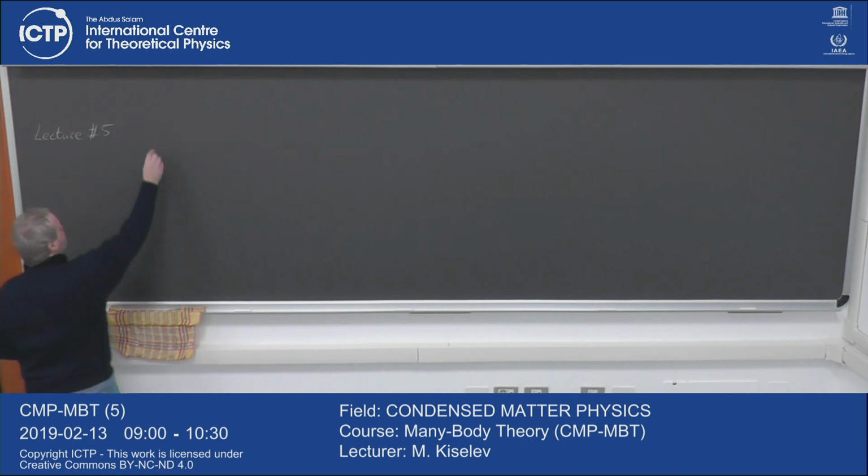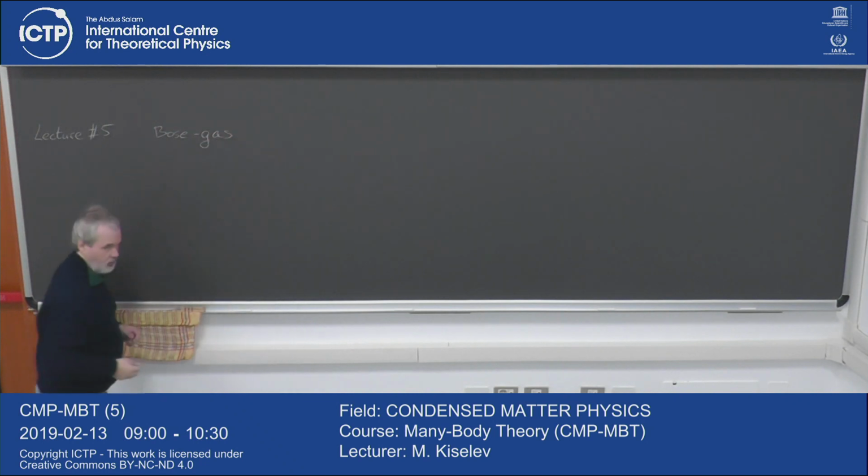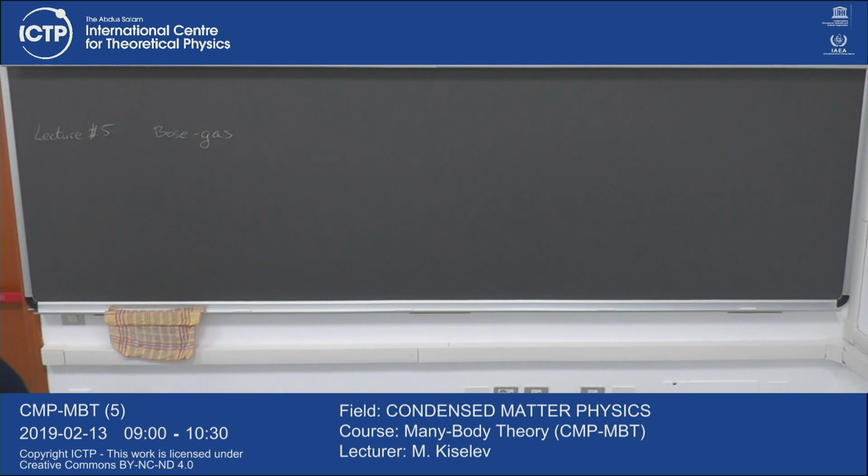So this is Bose gas. And as usual, we start with the ideal Bose gas, which means no interactions. As we discussed in the first lecture, the wave function of n indistinguishable particles, being fully symmetrized, characterizes the system of bosons.